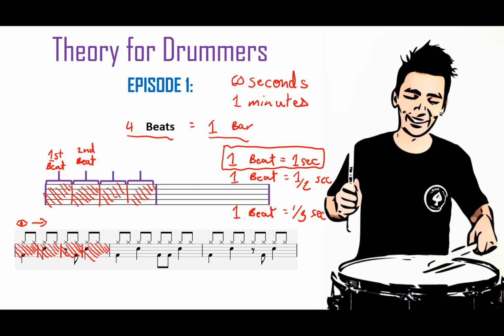Now, if you have a situation where 1 beat is equal to 1 second of time, then that means that by the time your eyes go from the first bar line to the second bar line, exactly 4 seconds will have passed, or 4 beats will have passed. When you go from the second bar line to the third bar line, then another 4 seconds will have passed. That's all I want you to understand for now.